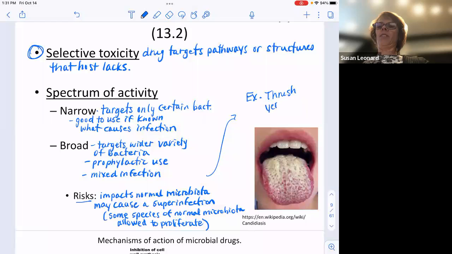Another example might be a vaginal yeast infection. Again, common if somebody's on broad spectrum antibiotics.